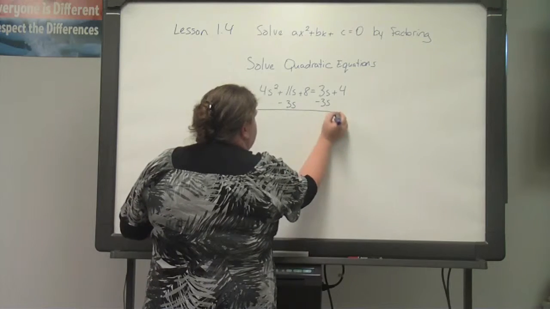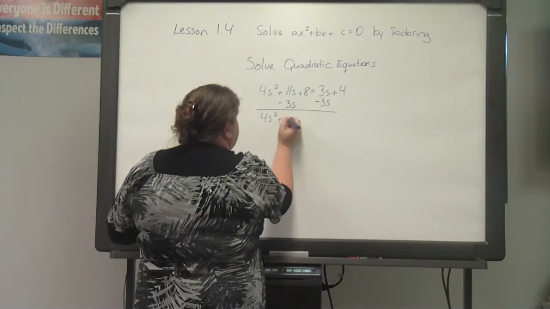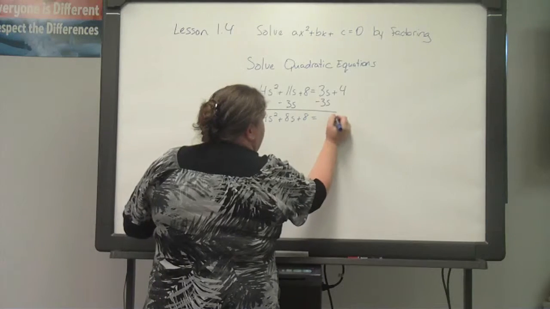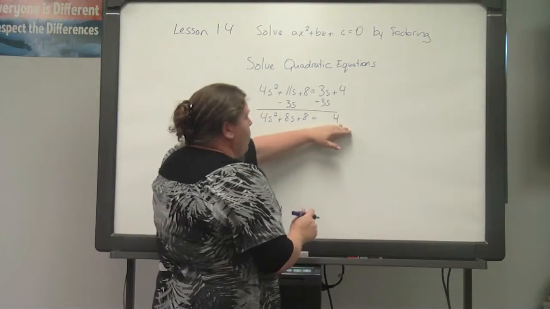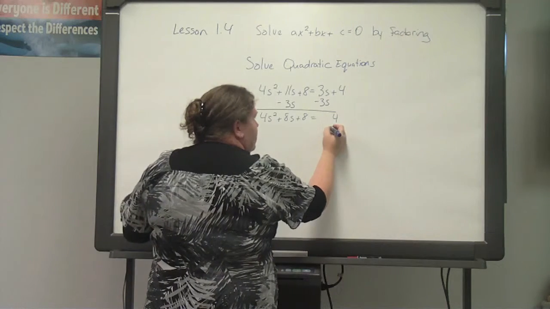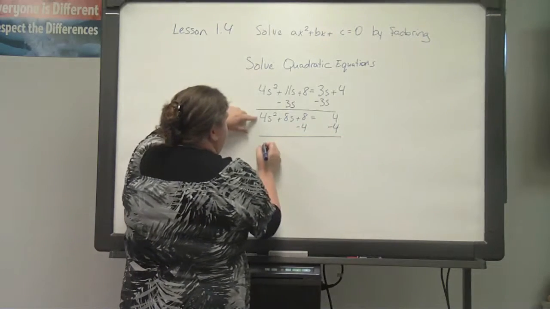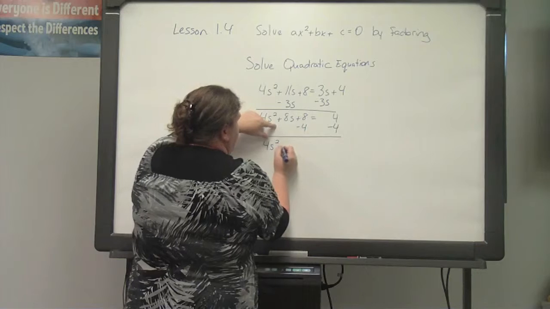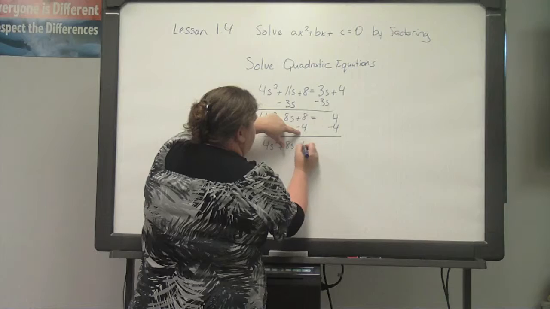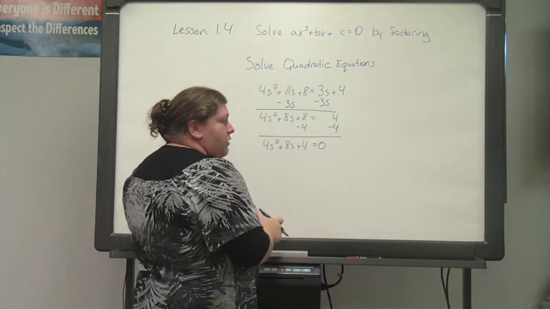And so I'll do that. So we have 4s squared plus 8s plus 8 equals, now all I have is 4. But again, I need my 4 to come over. And so again, I want to zero this out. So I'm going to subtract 4 and subtract 4. So I have 4s squared plus 8s, and then 8 minus 4 gives me plus 4. Now I can say equals 0 because we have zeroed out the other side.